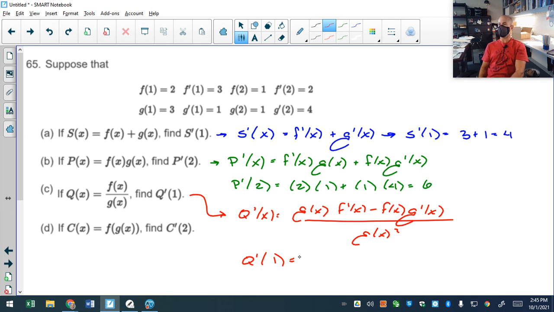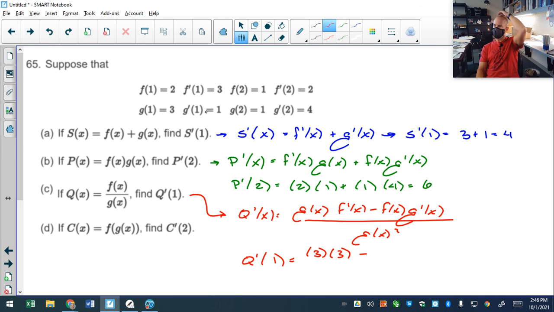G of 1 is 3. F prime of 1 is 3. Did I do the first? Did I get that one right? Did y'all get 6? Okay, I think I got it right. Minus, okay, now I just lost my train of thought. You should never stop in the middle of a problem. G of 1 is 3. F prime of 1 is also 3. Okay, I got that right.